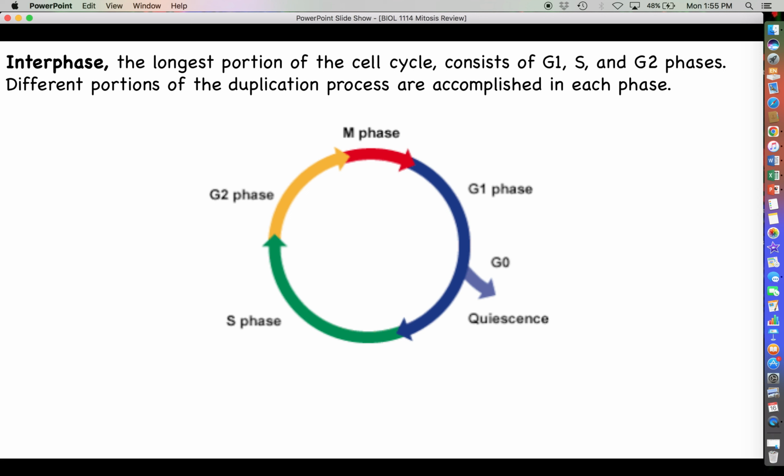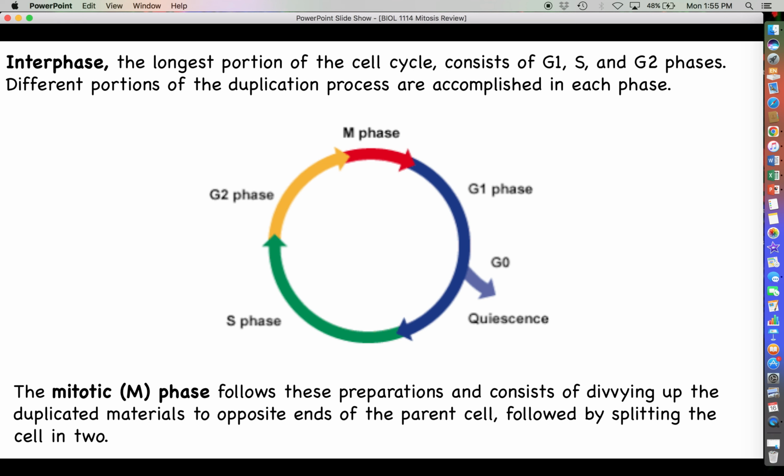So what we're going to see here is that different portions of the duplication process are going to be accomplished in each of these different phases. Now, the other phase that you'll see here, called the mitotic or M phase, is not necessarily the duplication process.